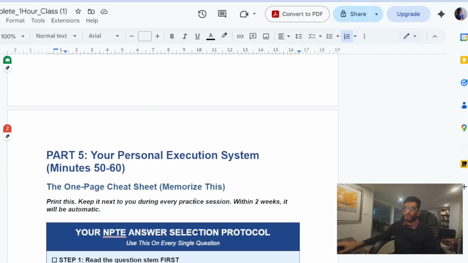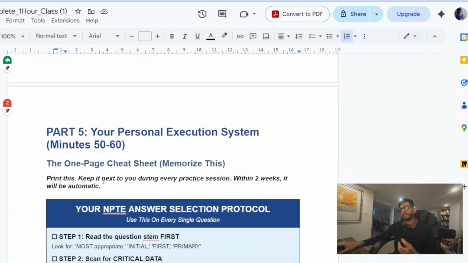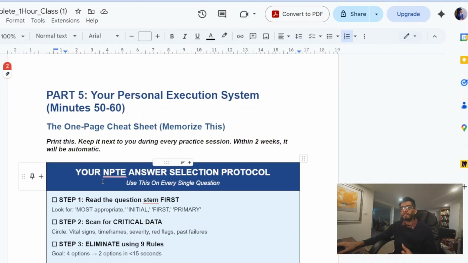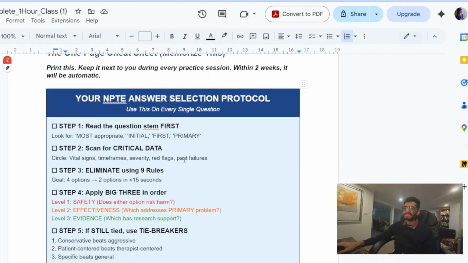Okay, now we are entering into the personal execution system. So this is a one-page cheat sheet. You need to memorize this and print this, and keep it with you during every practice session. Within 2 weeks, it will be automatic. So this is your PT answer selection protocol. Use this on every single question.